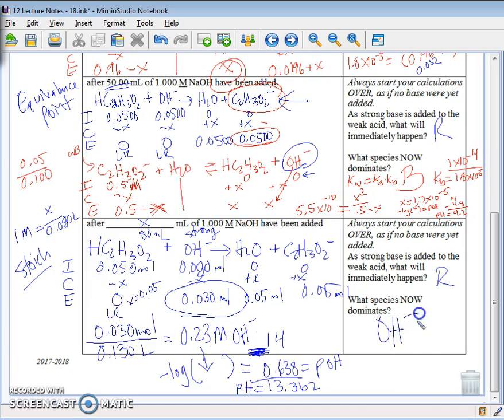So what species now dominates? It's the OH minus. We don't have to do any Ks anymore. We're done. Once you hit the equivalence point, we don't have to worry about equilibrium anymore because there's nothing there that can go in equilibrium. The acid's gone. The only thing left is hydroxide. Take the negative log of it.